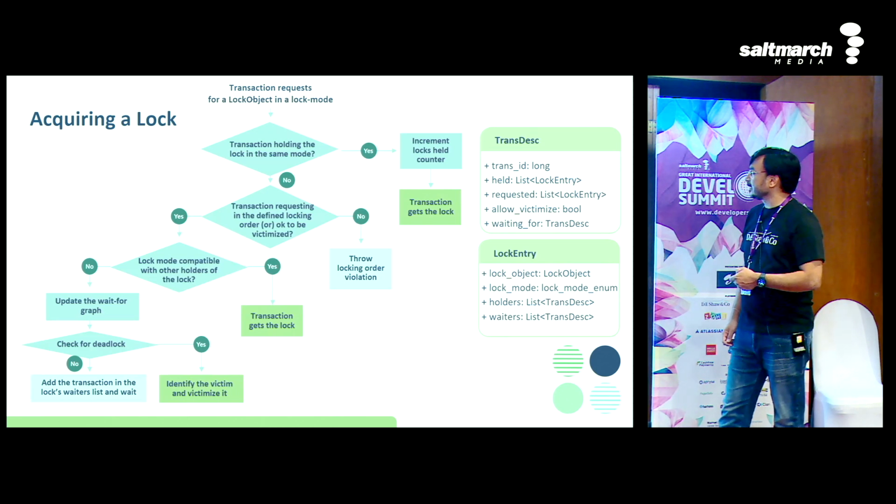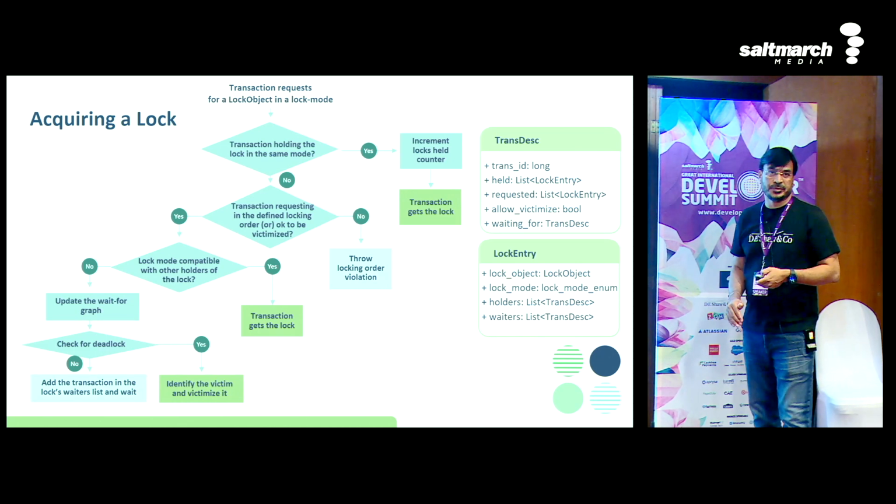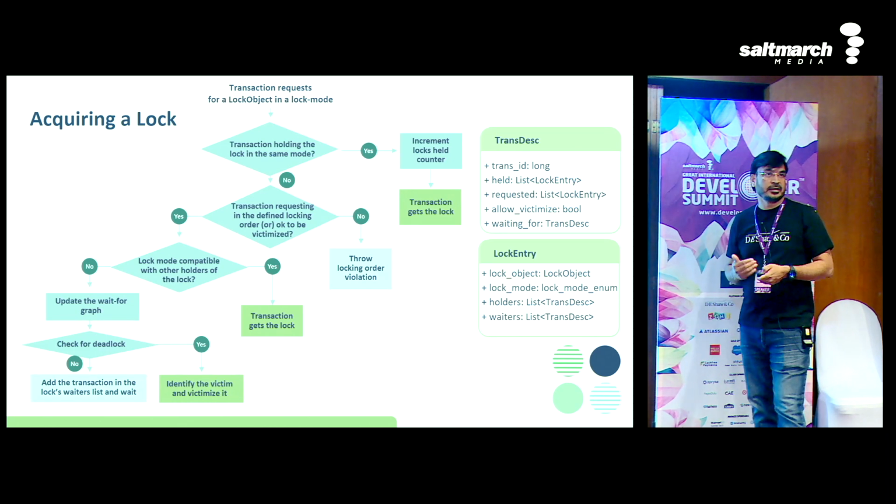Now let's get into the algorithm part, where we see what happens during the lock acquisition. Here you can see that whenever a transaction requests a lock object, first we check whether the transaction is already holding the object, because there could be a re-entrant lock, right?